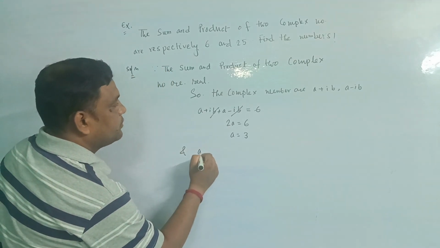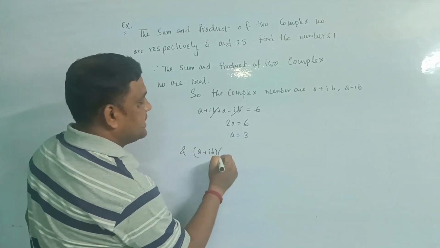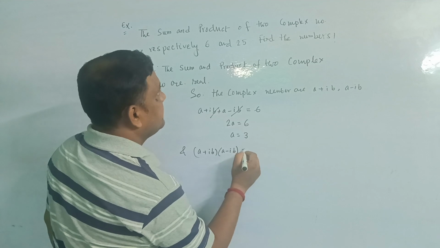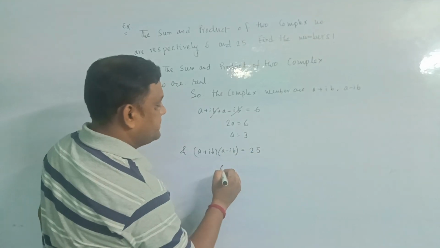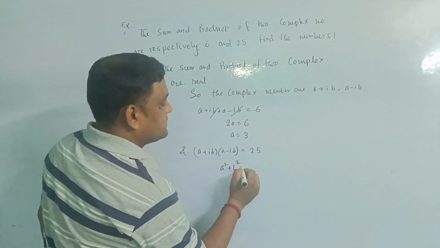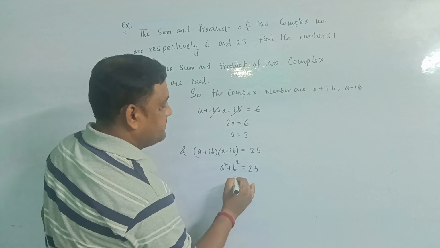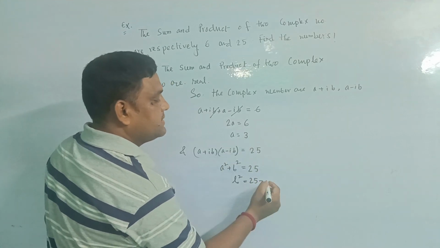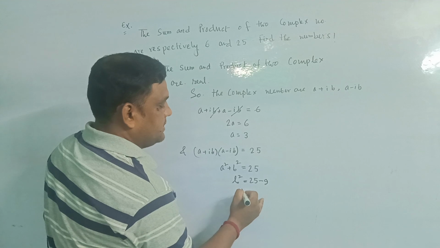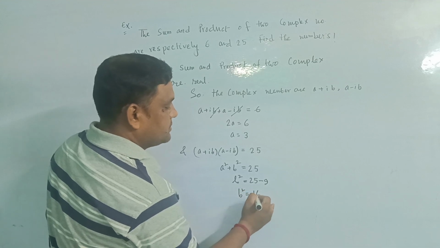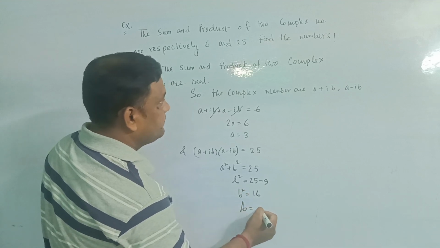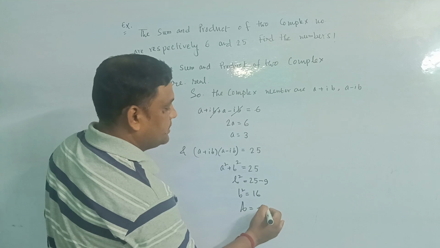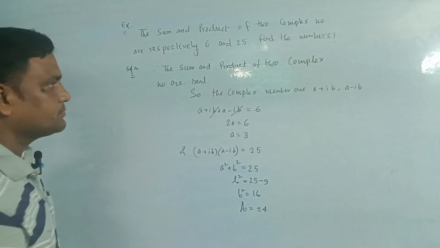And the product of a plus ib and a minus ib is equal to 25. So a square plus b square is equal to 25. So b square is equal to 25 minus a square, and a is 3 here, so 25 minus 9, b square is equal to 16. Therefore, b is equal to plus or minus 4.